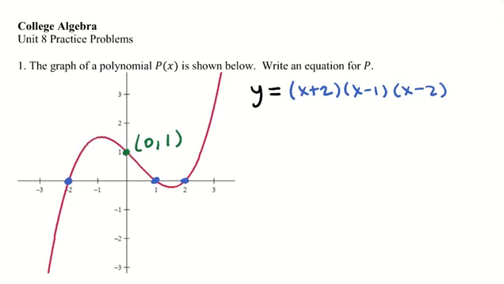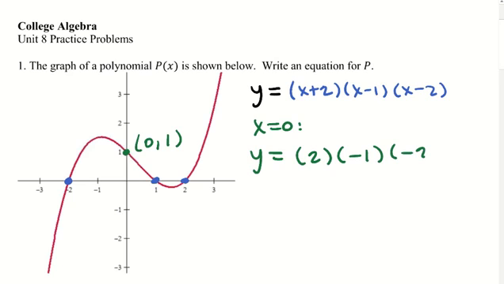So what I'm going to do is plug in 0 and see what comes back. y will equal 0 plus 2 is 2, times 0 minus 1 is -1, times 0 minus 2 is -2. Okay, this means that I'm getting positive 4 back. This is not what I was hoping for. I was hoping to get y equals 1.